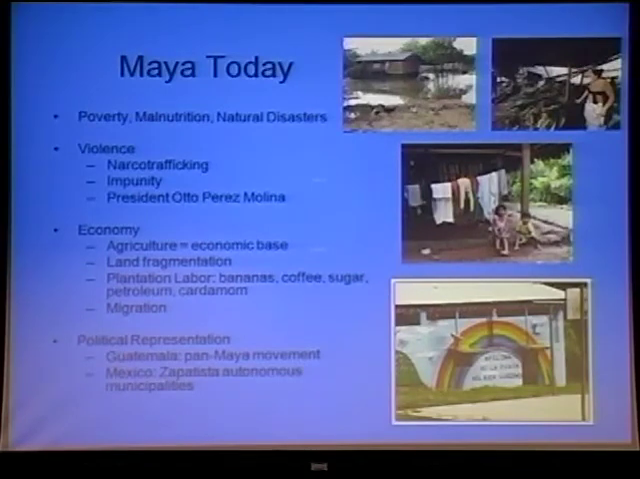And the region is subject to frequent natural disasters, and so these images show flooding. Flooding causes landslides, which knocks people's houses down. Once again, if you're a Maya person, it's more likely that you're living in a rural area and you're affected by things like this. It's also an earthquake-prone region.